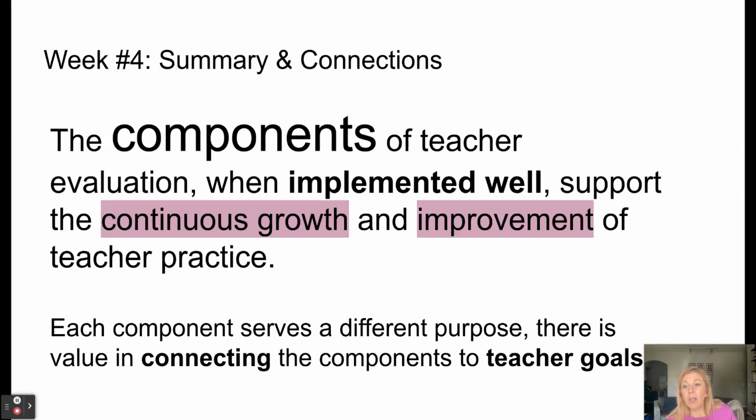I've reviewed all of the week 4 evaluation component analyses. Every single one of you recognized that the components of teacher evaluation, when implemented well, do support the continuous growth and improvement of teacher practice. Each of you identified how each component serves a different purpose. Several of you also identified that there's value when you connect those different components to the teacher's professional goal.